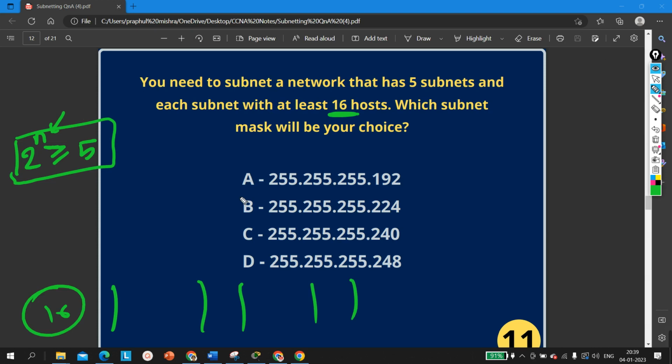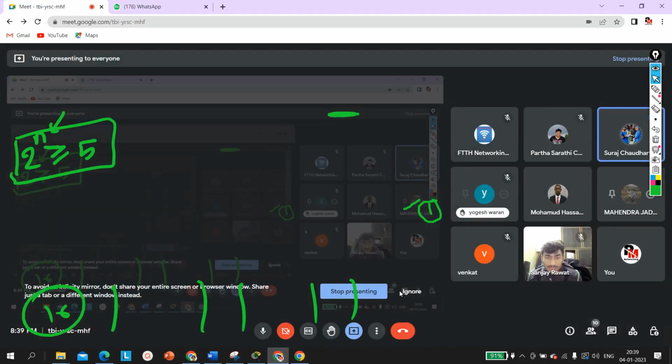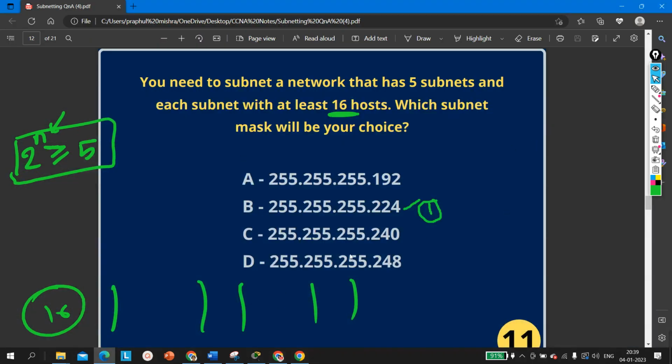2 to 4. Okay. B. Kuldeep. Hassan, dear, I am expecting an answer from you. 2 to 4. Okay. Venkat, tell me the right answer.